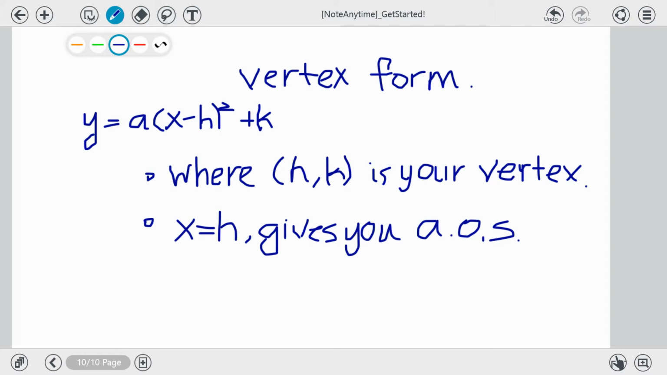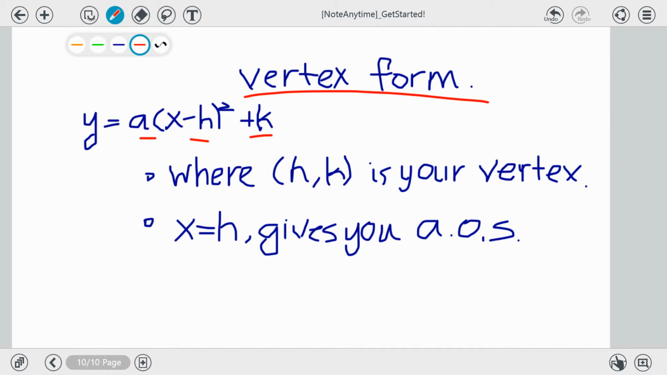Hey guys, last Thursday we learned about the vertex form. Vertex form gives you a little form where we can actually translate the parabolas. As you see, we can have numbers inside and outside and right in front of the parentheses, or the actual function portion. And the h and k actually represent your vertex.